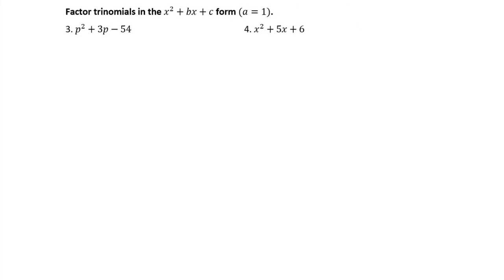All right, so now we have a negative. So p and p, one of these will be positive, one of these will be negative. Okay, so we need two numbers that add to give 3 and multiply to give us negative 54.